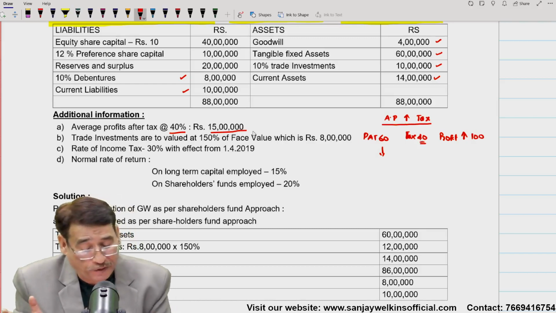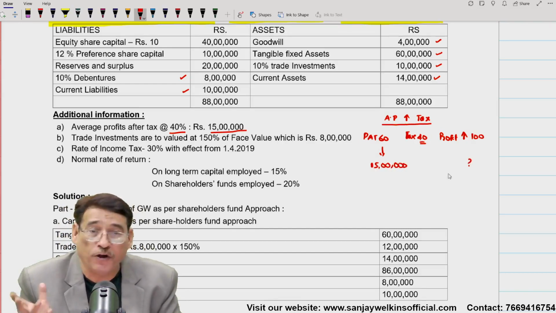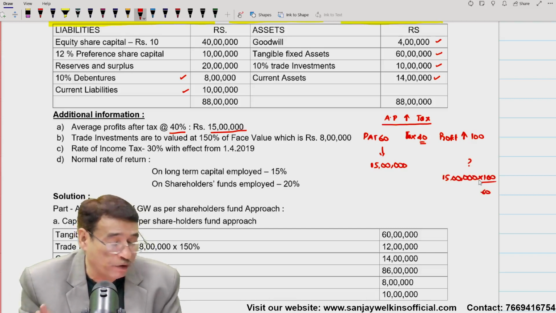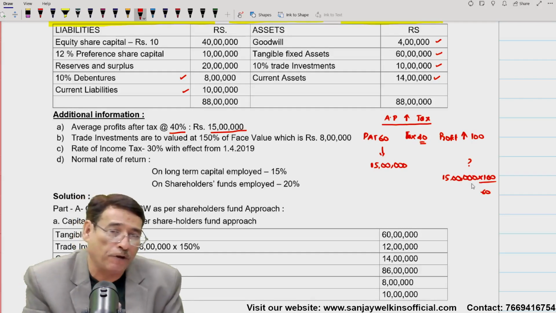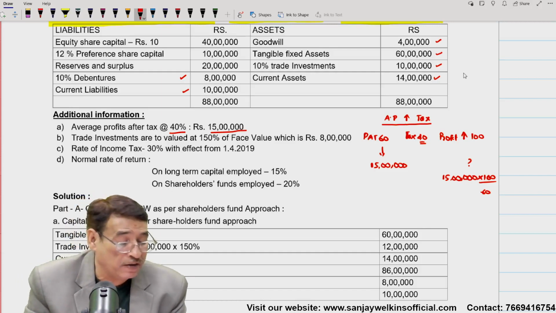Now, if profits after tax is 15 lakhs, what will be my profits before tax? So I can easily find out 15 lakh into 100 divided by 60. Whatever profit we are going to get, that will be profit before tax. But in examination, every time you cannot or you should not go for such a long approach. You can straight away compute profits before tax in this manner.